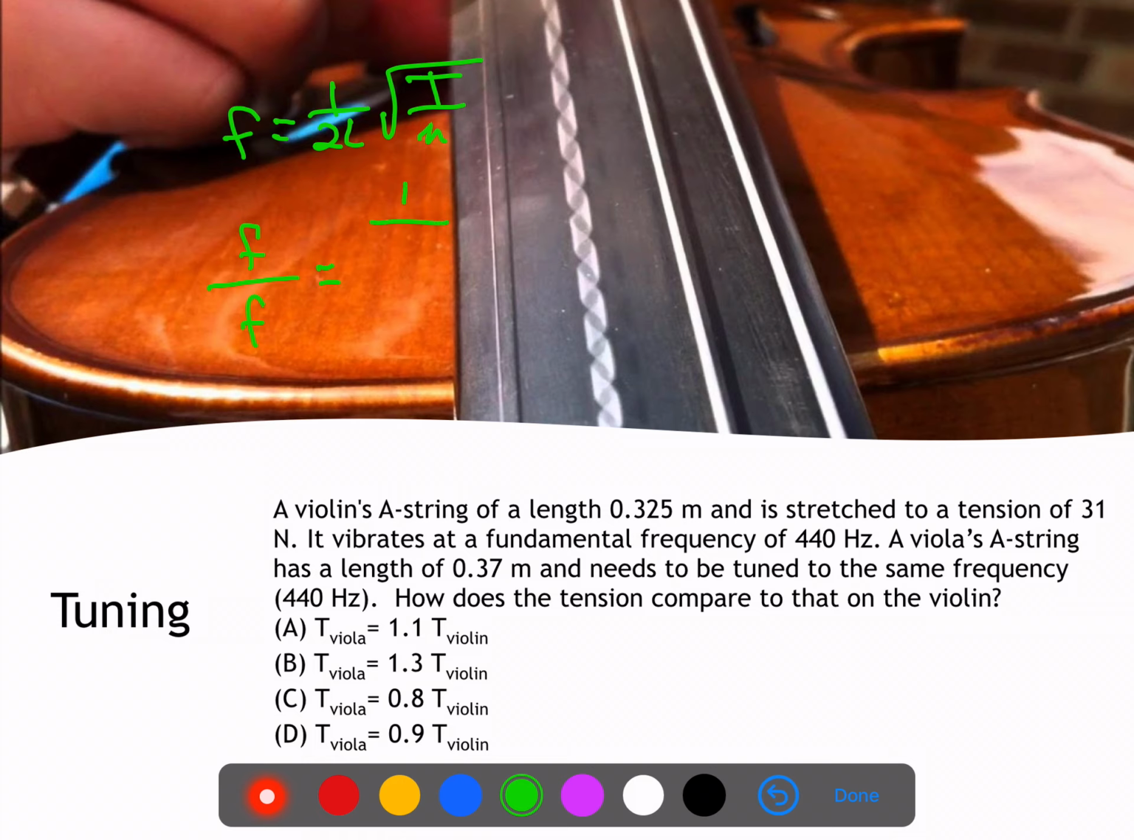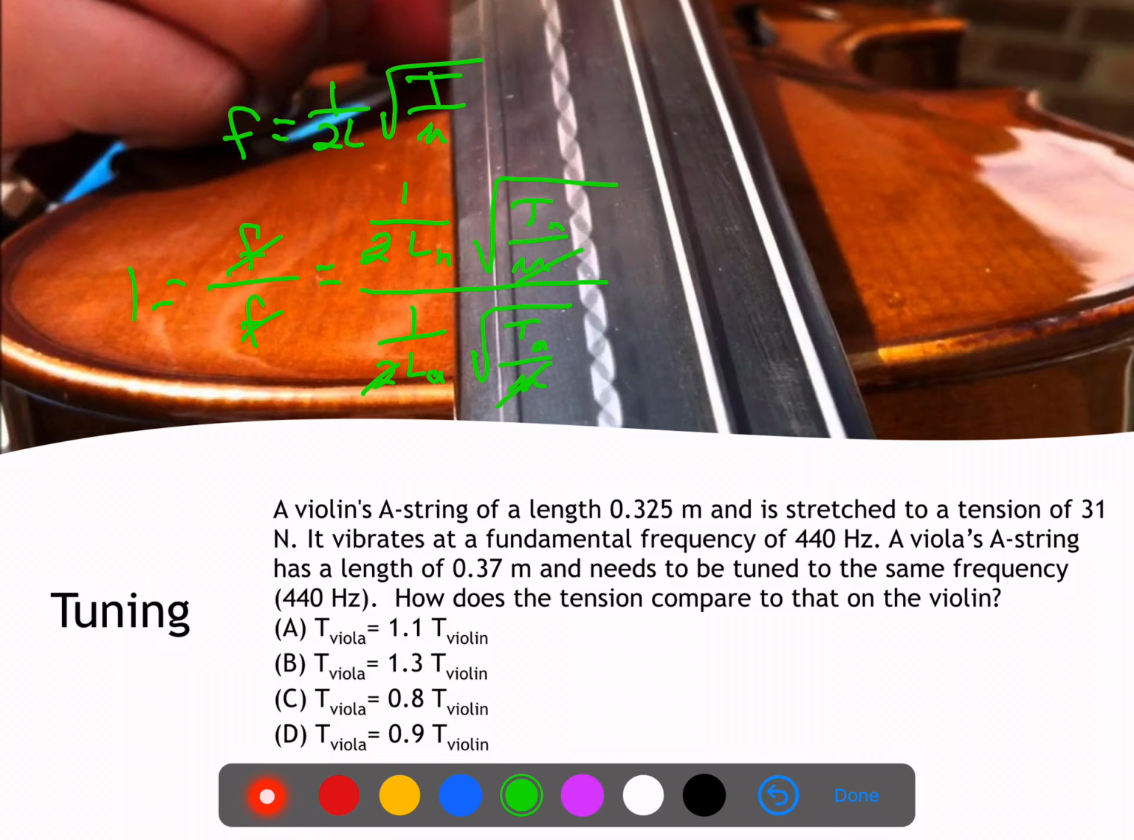So 1 over 2L for the violin times the square root of the tension on the violin over the mass density. All this is going to be divided by the same thing for the viola. Now I am making an assumption here that the mass densities of the two strings are the same. That may not be strictly true, but we will approximate it as such for this problem. So these mass densities will cancel, these 2's will cancel, and this whole thing equals 1.